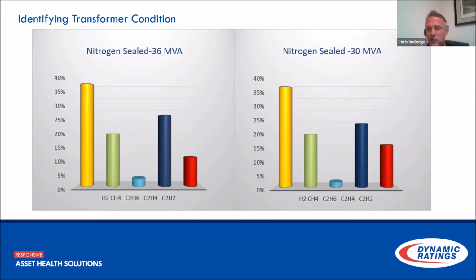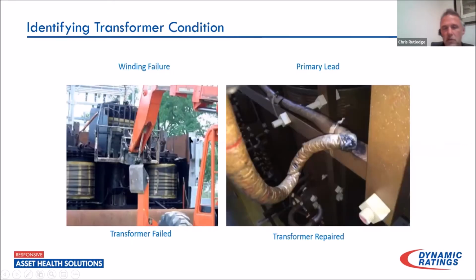But between these two samples there's really not a lot of difference. I gave it in percentages here, but the overall parts per million values were also very close to being the same. So these were the two results. Mine was a winding failure, and we ended up having to take that transformer out of service and replace it. However, the one on the right, from my neighboring utility, was simply one of the leads had arced across to some of the support frame in the transformer.